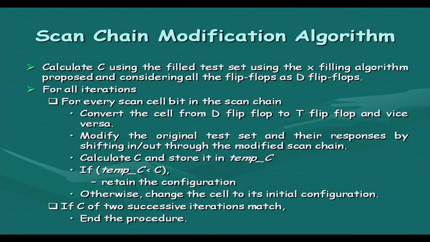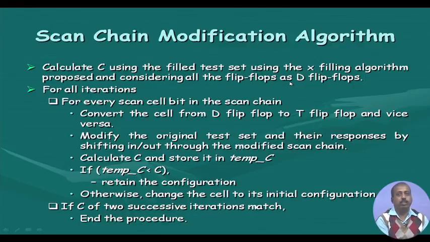So, how can we select some of the flip flops to be converted from D to T, so that we can get temperature improvement? First we calculate the criticality of the blocks, the maximum criticality C, using the filled test set that has the don't care filling algorithm that has been proposed here, the flip select algorithm, and assuming that all flip flops are D type flip flops.